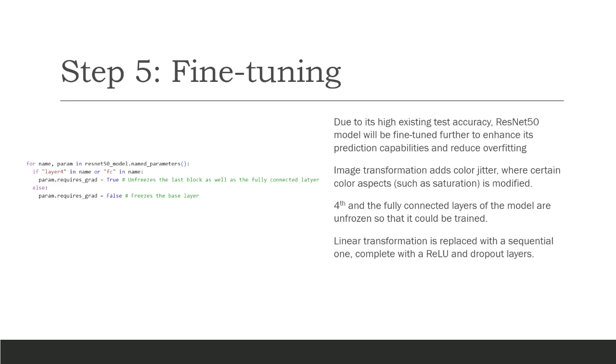How do we do this? We transform the image by adding color jitter with certain color aspects such as saturation and hue modified. Other than that, the fourth layer and the fully connected layers of the model are unfrozen so that they could be trained. The linear transformation is replaced with a sequential one. It runs from a ReLU layer, a dropout layer, and then a linear transformation layer.